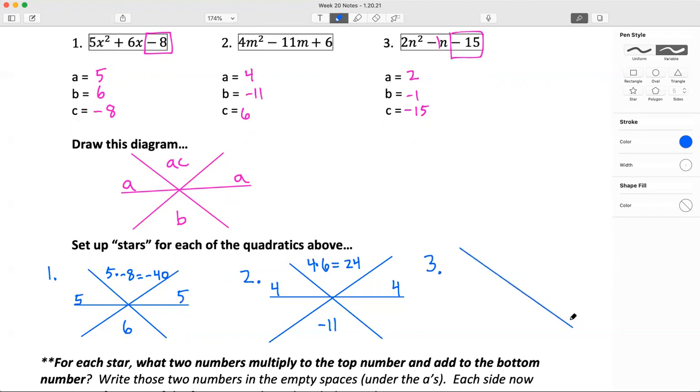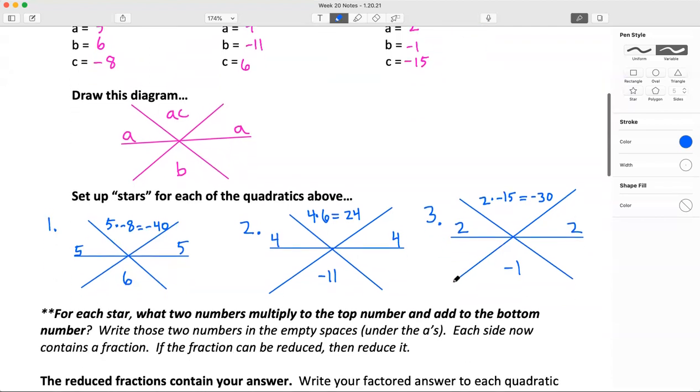Set up number 3. Try this one on your own. Okay. So A is going to be 2, C is going to be negative 15. So up here we have 2 times negative 15, A times C. That equals negative 30. B is negative 1, goes right down there. On the top of the side line here, you have A, which is 2. So you have A there and then A there. How did you do? Did you get it? Hopefully.